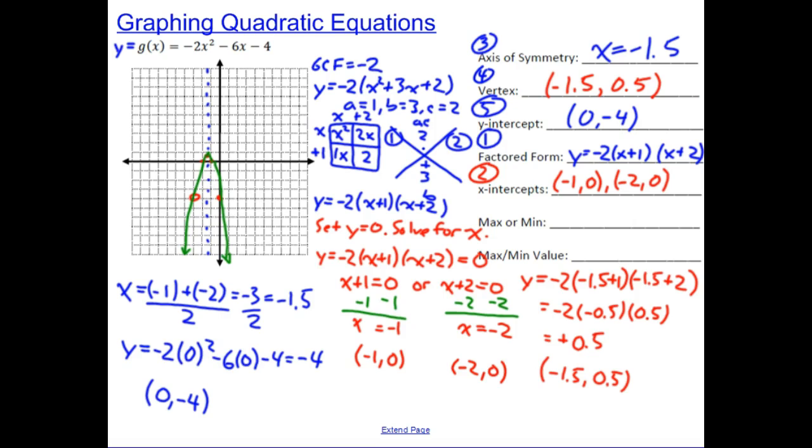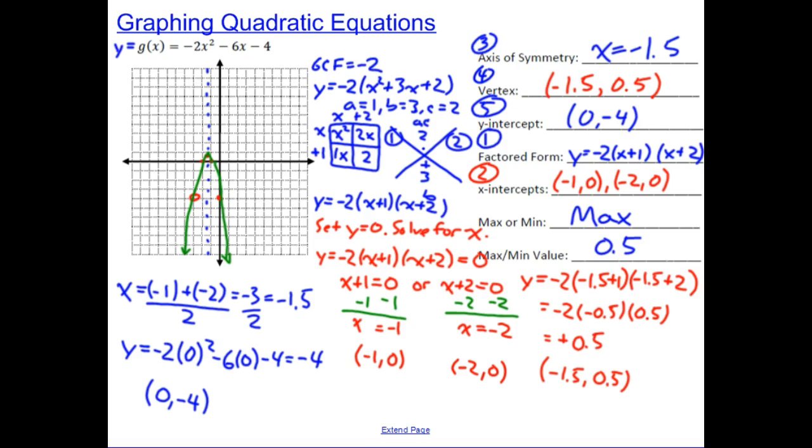All right, so this leaves me lastly looking at my maximum or minimum value. You can see from the graph that I have a maximum value. The graph never goes above y equals 0.5. So I have a maximum value, and that maximum value is the same y value I had for my vertex. So that is 0.5.